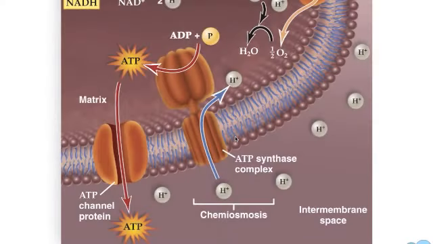So once we have this excess of protons on the outside of the mitochondrial membrane, again, that's going to set up this situation with the unbalanced concentrations. We have more protons on the outside of the membrane than you have on the inside, and that's going to drive diffusion.